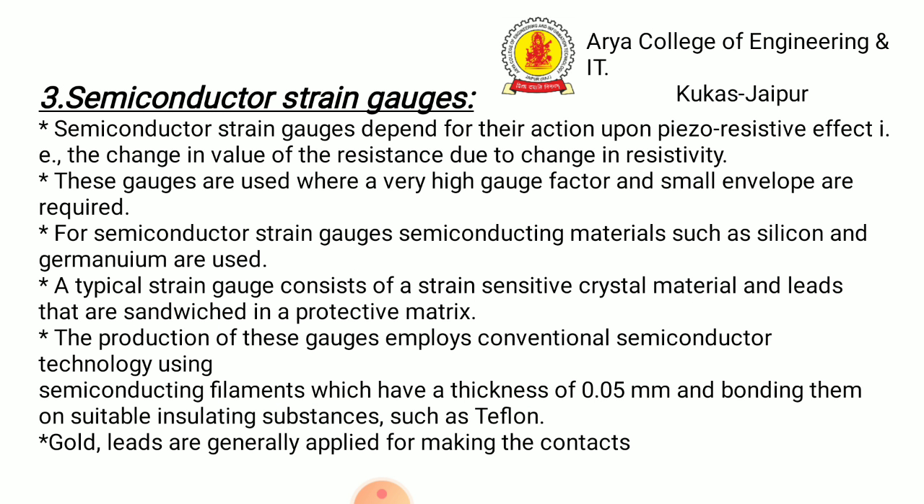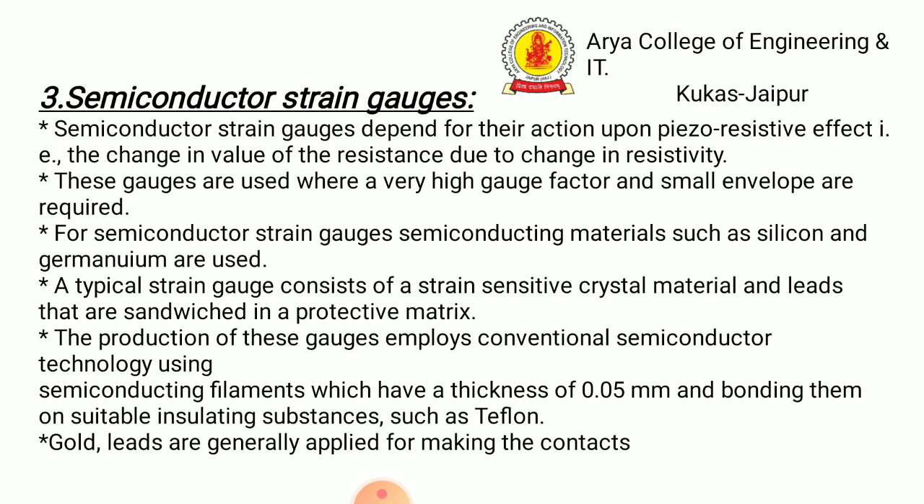Now, semiconductor strain gauges. We explain the semiconductor strain gauge in the following points. First, semiconductor strain gauges depend for their action upon the piezoresistive effect, that is, the change in value of resistance due to change in resistivity. Next, these gauges are used for their very high gauge factor, and a small envelope is required for semiconductor strain gauges. Semiconducting materials such as silicon and germanium are used.